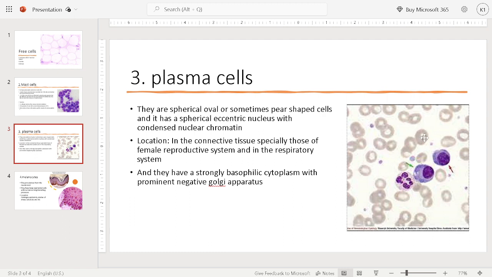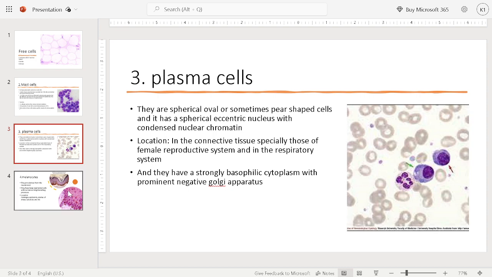So this is a red blood cell. Those are the platelets. This is the neutrophil, a type of white blood cell, and this is the plasma cell with a negative Golgi appearance here, and this is another plasma cell. Okay, and this is the ground substance.